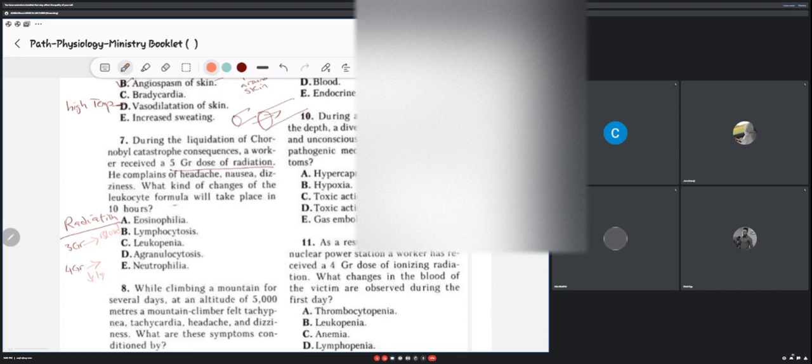lymphocytes, and then 5 grams will then reduce neutrophils. So going by this explanation, this is a bit abstract because I'm just talking about radiation in terms of the 3 grams, 4 grams, and 5 grams. Now that aside, obviously with what I've written here, the answer is going to be what? Neutrophilia.